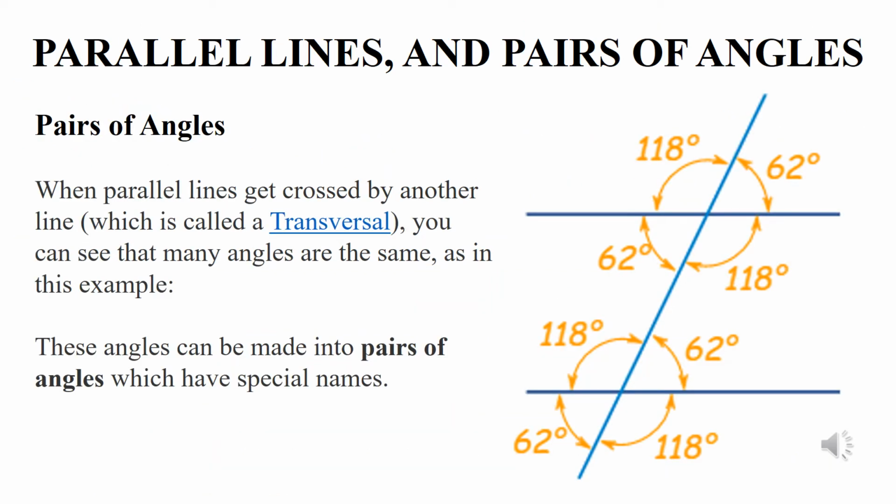Pairs of angles. When parallel lines get crossed by another line, which is called a transversal, you can see that many angles are the same, as in this example. These angles can be made into pairs of angles which have special names.